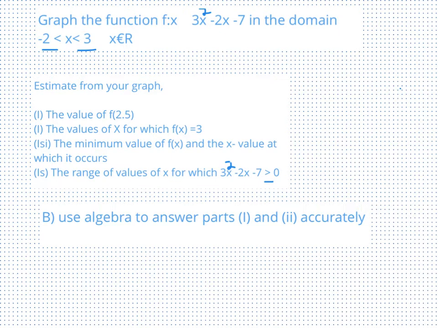Okay, so it brings us on to the question that we have today, and it's graphing functions: f of x equals 3x squared minus 2x minus 7 in the domain of minus 2 is less than or equal to x is less than or equal to 3. We're also told here x is an element of the real numbers, which means it can be any number in between these. We're then asked some questions on the graph. So this all occurs from reading the graph here. And then the last part asks us to use algebra. Before I read through these, we're going to start off with the first part of the question, which asks us to graph the function.